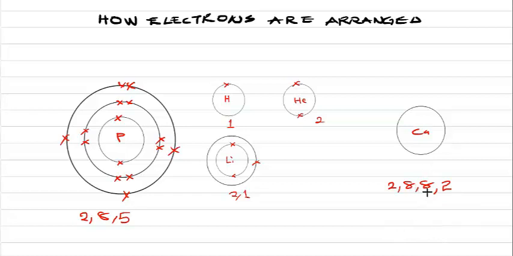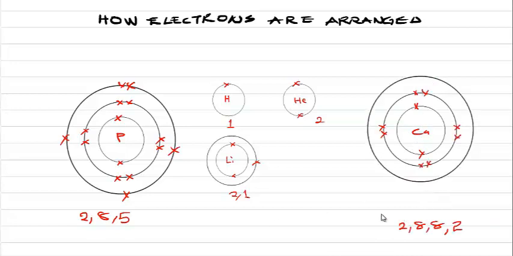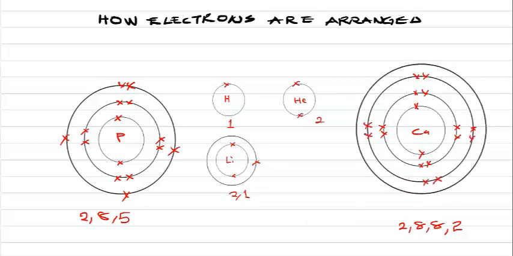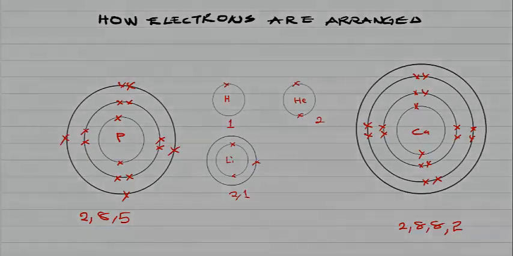So we can draw it easily. This is shell number 1, 2 electrons. Shell number 2, 8 electrons. Shell number 3, 8 electrons as well. And shell number 4, which is a large shell, will have the remaining 2 electrons.